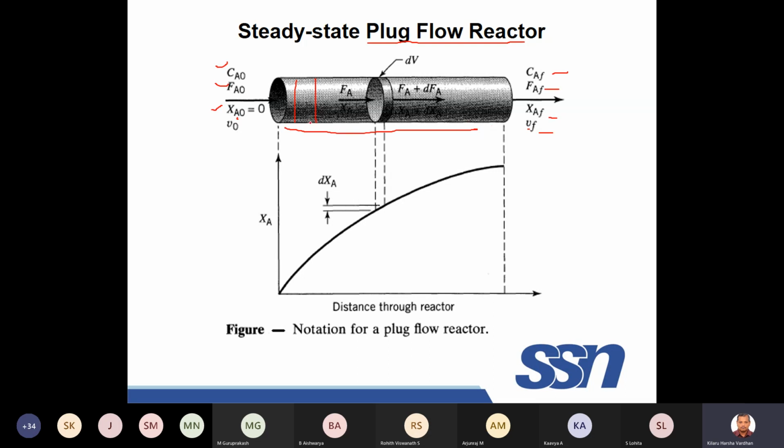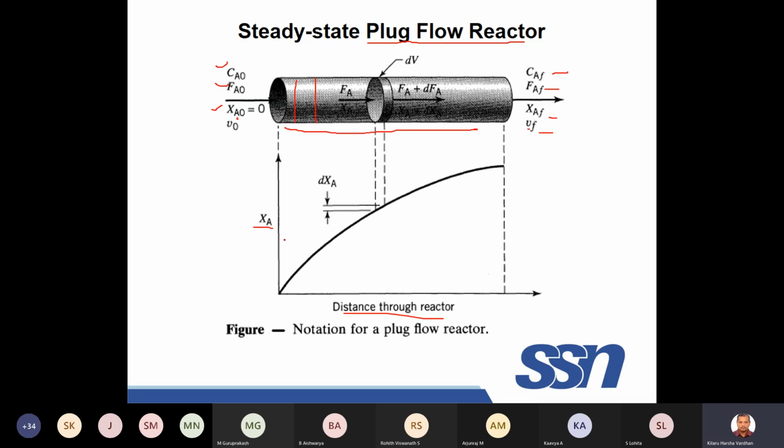So along the length, the concentration is changing. How is the concentration changing? It's not linear. Therefore, you get a parabolic curve profile, right? So this is the XA versus the distance through the reactor. This is 0 distance and this is the L distance.